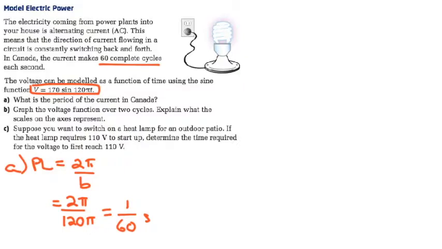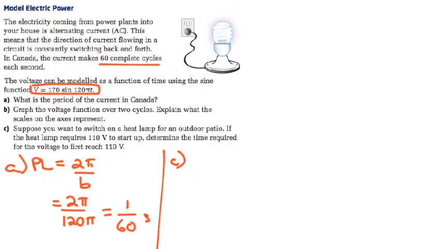We'll take care of questions B and C in the same time. In question C, if we want to turn on a heat lamp that requires 110 volts to start up, it will take some time after the switch is flipped for 110 volts to reach the lamp. Now with most devices that time is so short that we can't perceive it, but there is actually some time that goes by between the power getting to the device and enough power getting to the device for it to power up. So I've told you it's 110 volts and I want the time.